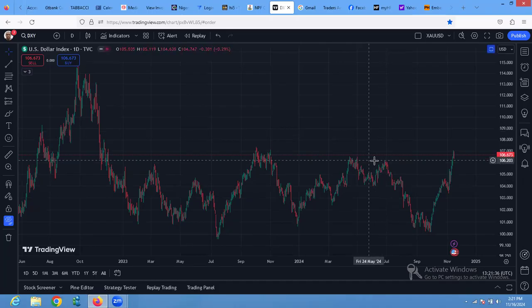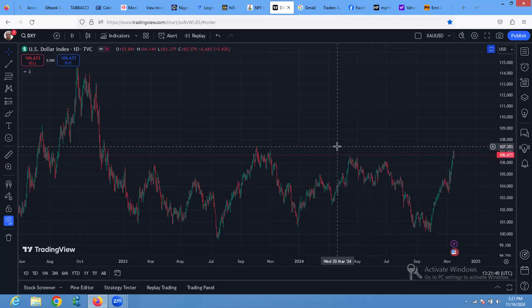It is worth noting that DXY has broken this top and this top and is about to break this last top. What to expect and what to do at this level? At this level, if I were you, I would be careful trying to long the dollar. Long the dollar, I mean, buy into the dollar strength.